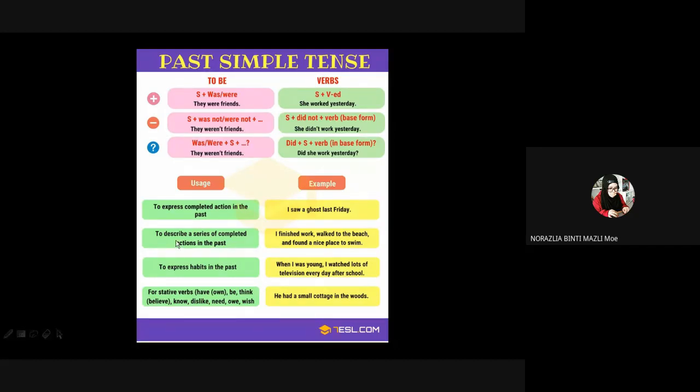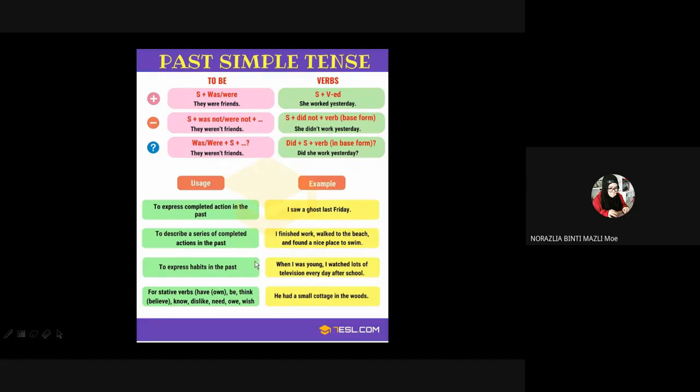Number 2, to describe a series of completed actions in the past. A series ya, a series of completed actions. Apa maksud a series ni? Maksudnya ada banyak actions yang dah berlaku di masa lalu. Okay, for example, I finished work, walked to the beach and found a nice place to swim. So maybe this happened last Friday ke, last week ke, last month ke, it could be anything. But then there is a series of completed actions.